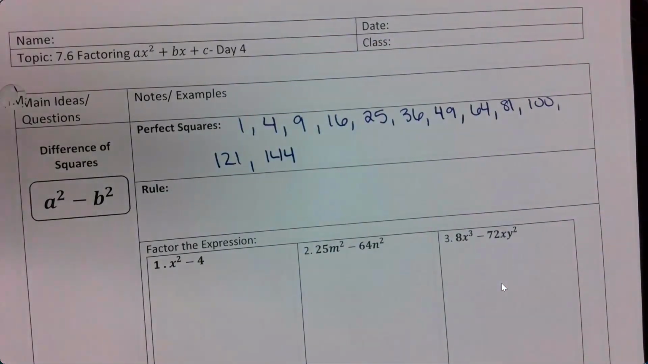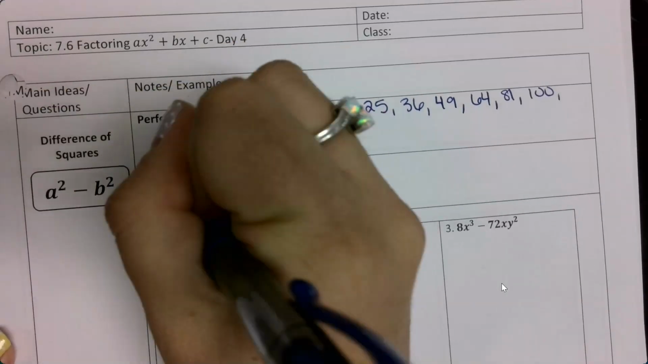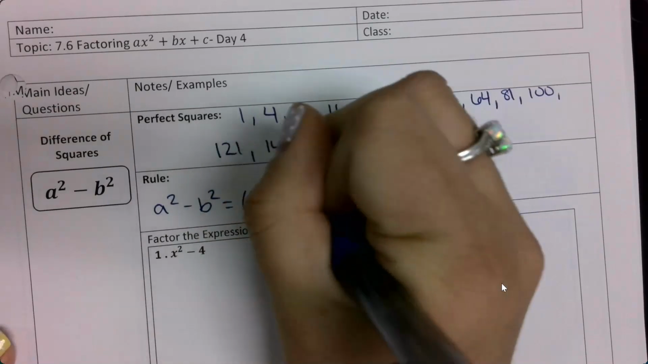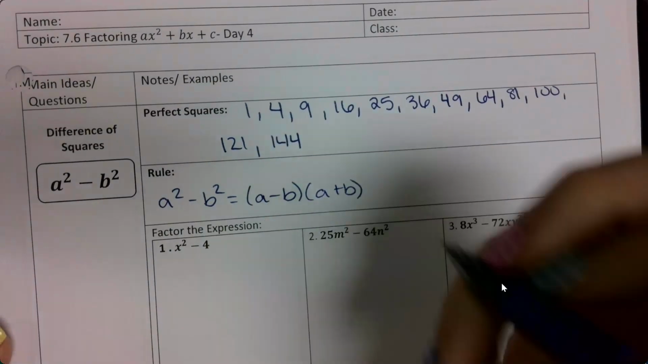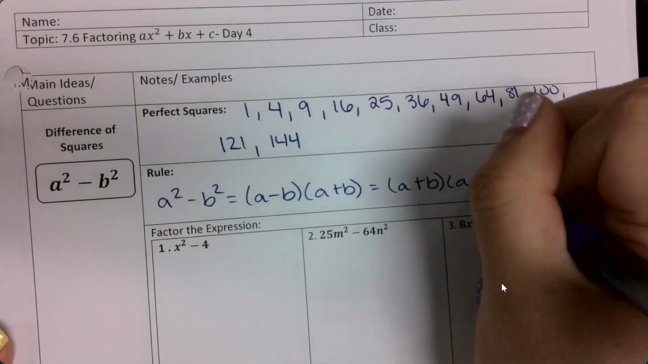Okay, so my rule is if I have two perfect squares, so it's going to be in the form a squared minus b squared, I can either write it as a minus b times a plus b, or I could flip the order of those. I could have a plus b times a minus b.